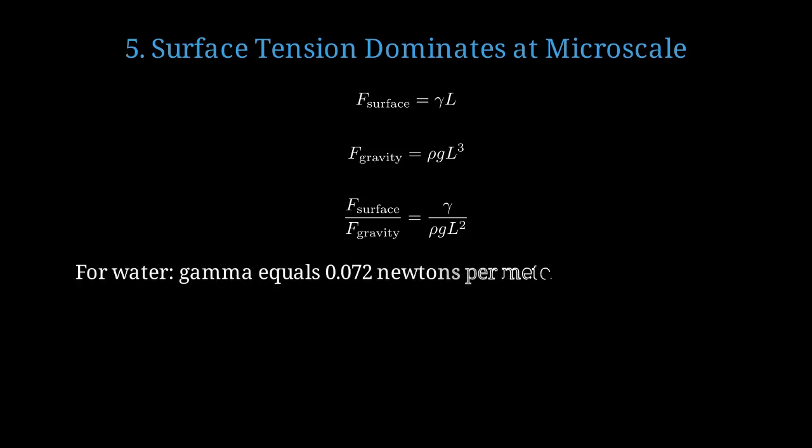For water, the surface tension coefficient gamma equals 0.072 newtons per meter. At a length scale of 1 millimeter, the ratio of surface tension to gravity is about 7, so surface tension is 7 times stronger. But at 1 micrometer, this ratio explodes to 7,000. Surface tension is 7,000 times stronger than gravity. At the microscale, surface tension forces are like thick arrows pointing up, completely overwhelming the tiny gravitational force pointing down.